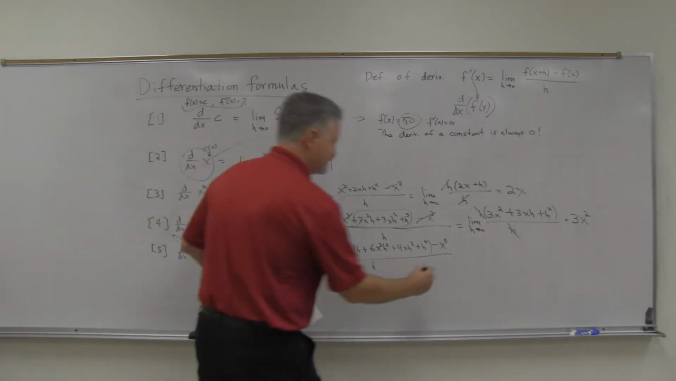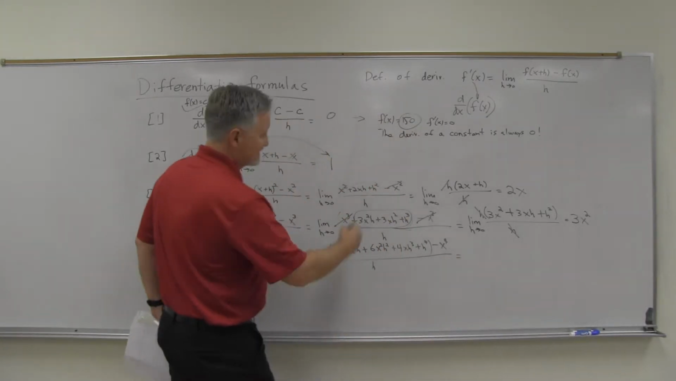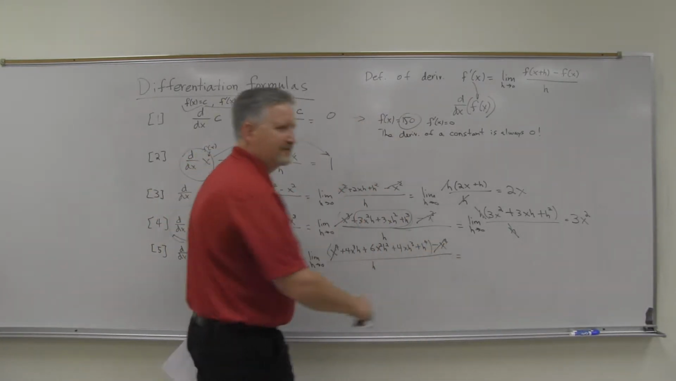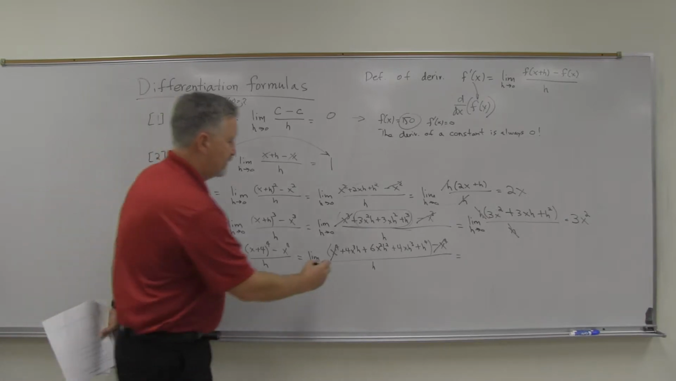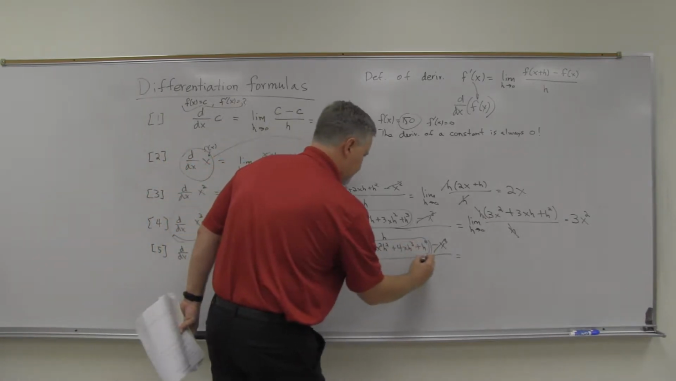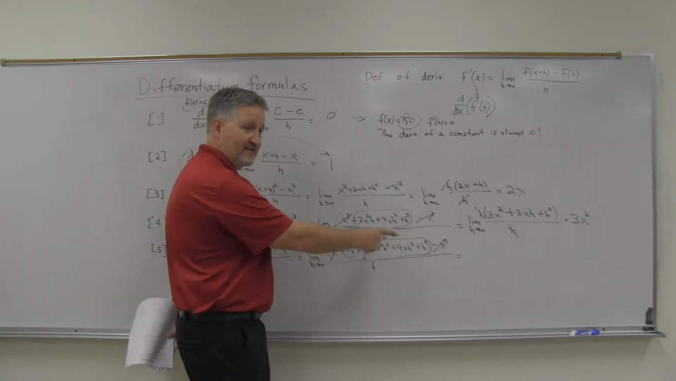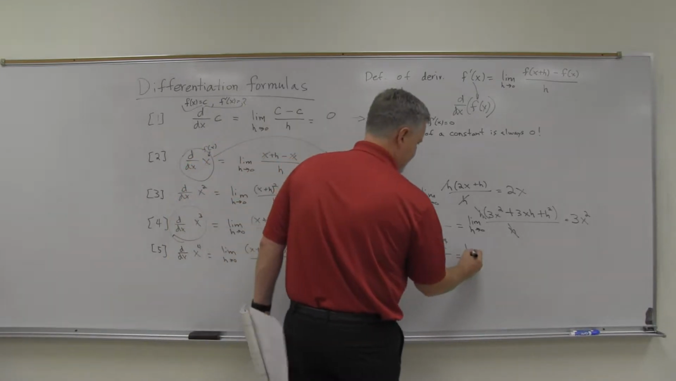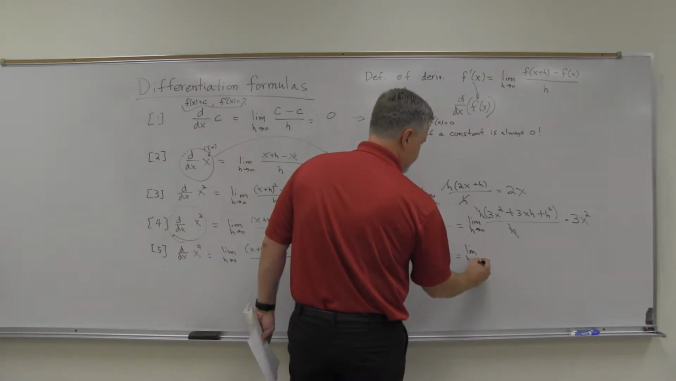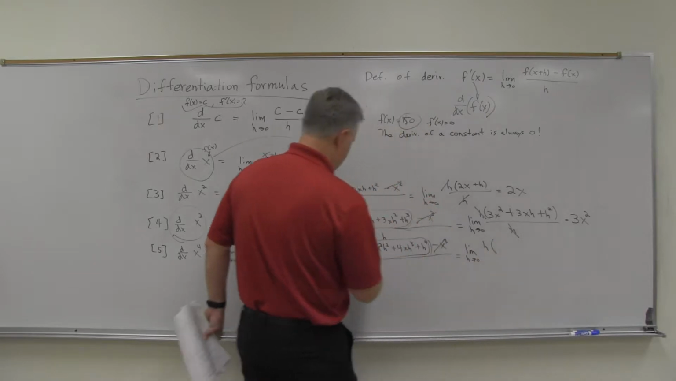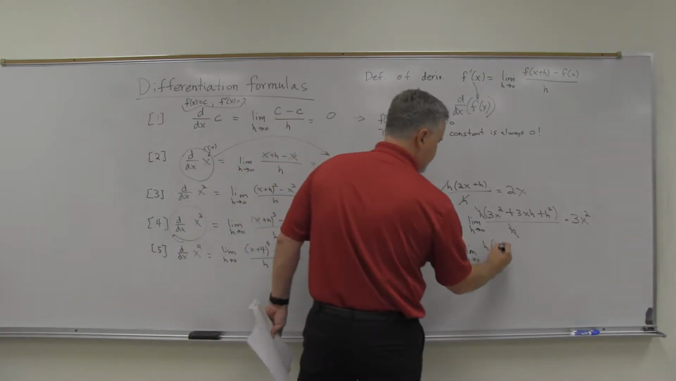It'll pay off here. What happens? Same thing, x to the 4th minus x to the 4th. Those are gone. What's left? Well, we got 4 things left. But they all have h in them, don't they? So I can factor off an h. So the limit then as h goes to 0.